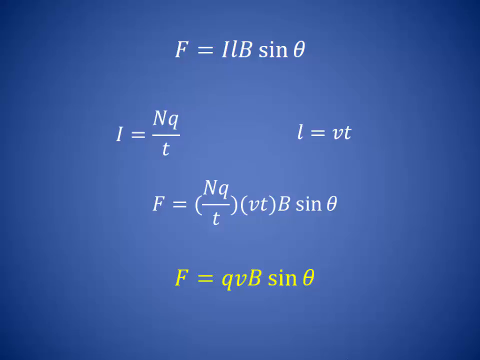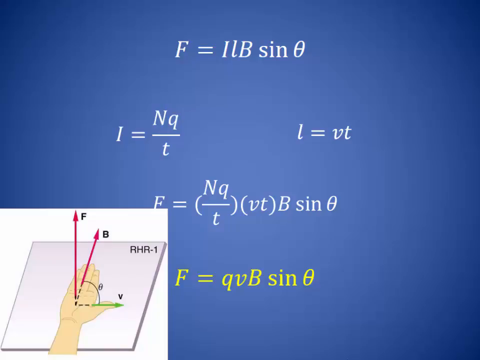And as before, if the charge is moving at some angle to the magnetic field, we would need to take the sine of whatever angle that is. So again, notice that if the charge is moving parallel to the magnetic field lines, the magnetic force acting on the charge is 0, and the force is greatest when the charge is moving perpendicular to the magnetic field lines.